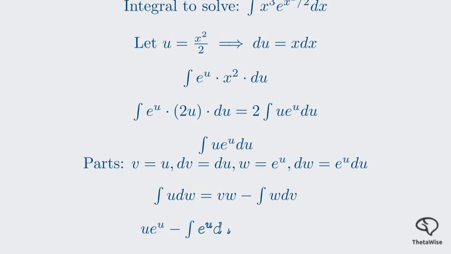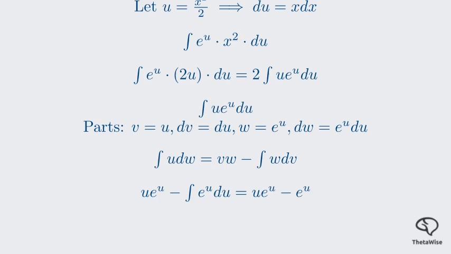Applying the formula for integration by parts, which is vw minus the integral of w dv, we get 2u e to the u minus the integral of 2e to the u du. Plugging back in our u, the integral is x squared e to the x squared over 2 minus 2e to the x squared over 2.